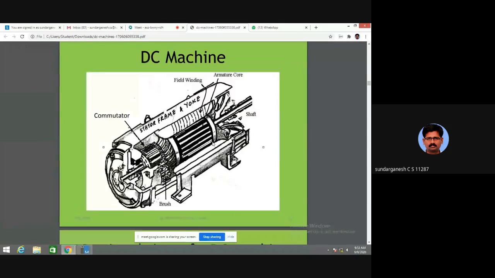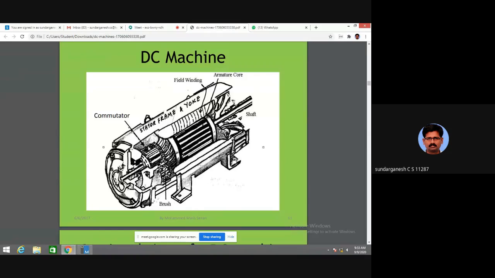There is a shaft available here. I have already told you that the generator and motor construction is the same. So this shaft is connected to the prime mover in case of a generator. In case of a motor, if we want to connect a load, we can use this shaft. Next one is the commutator.